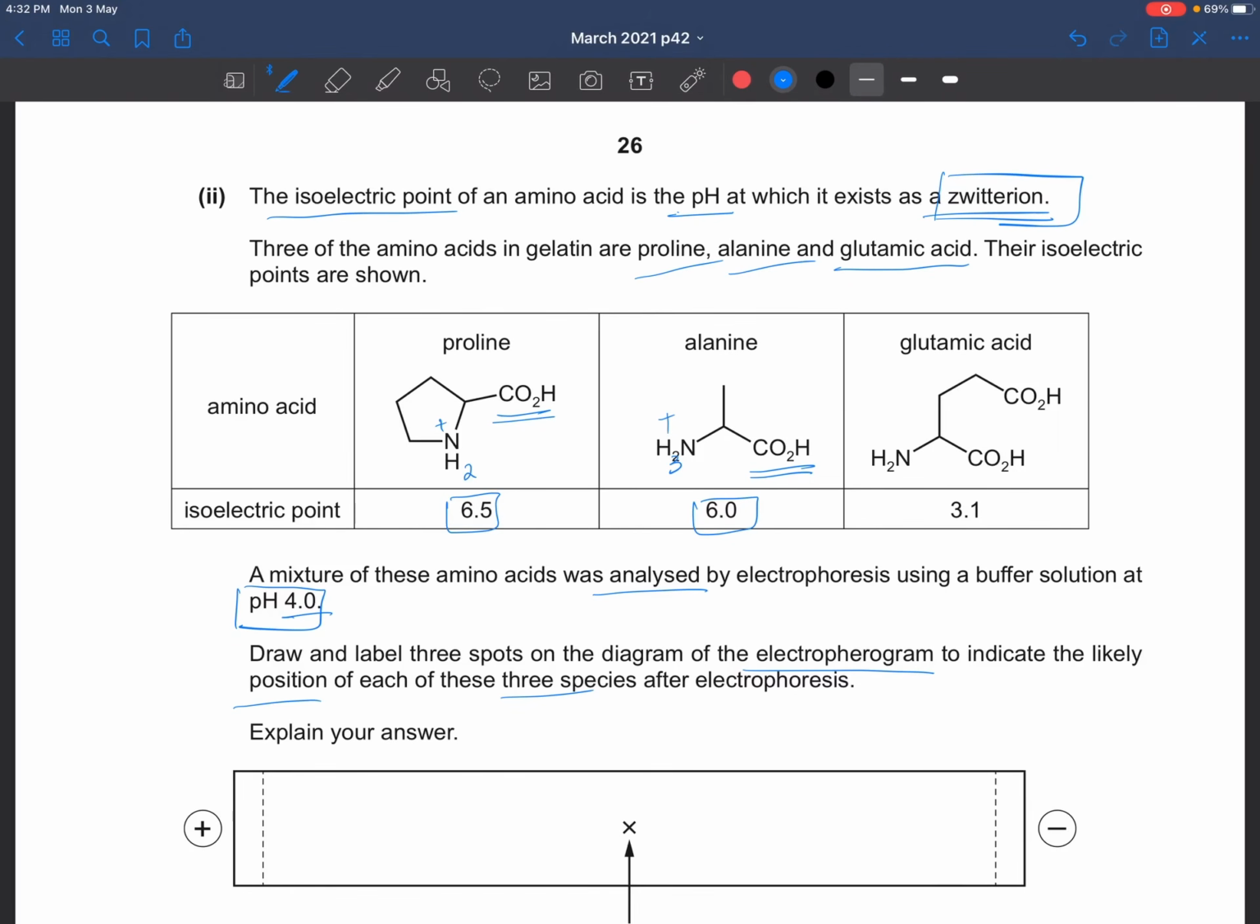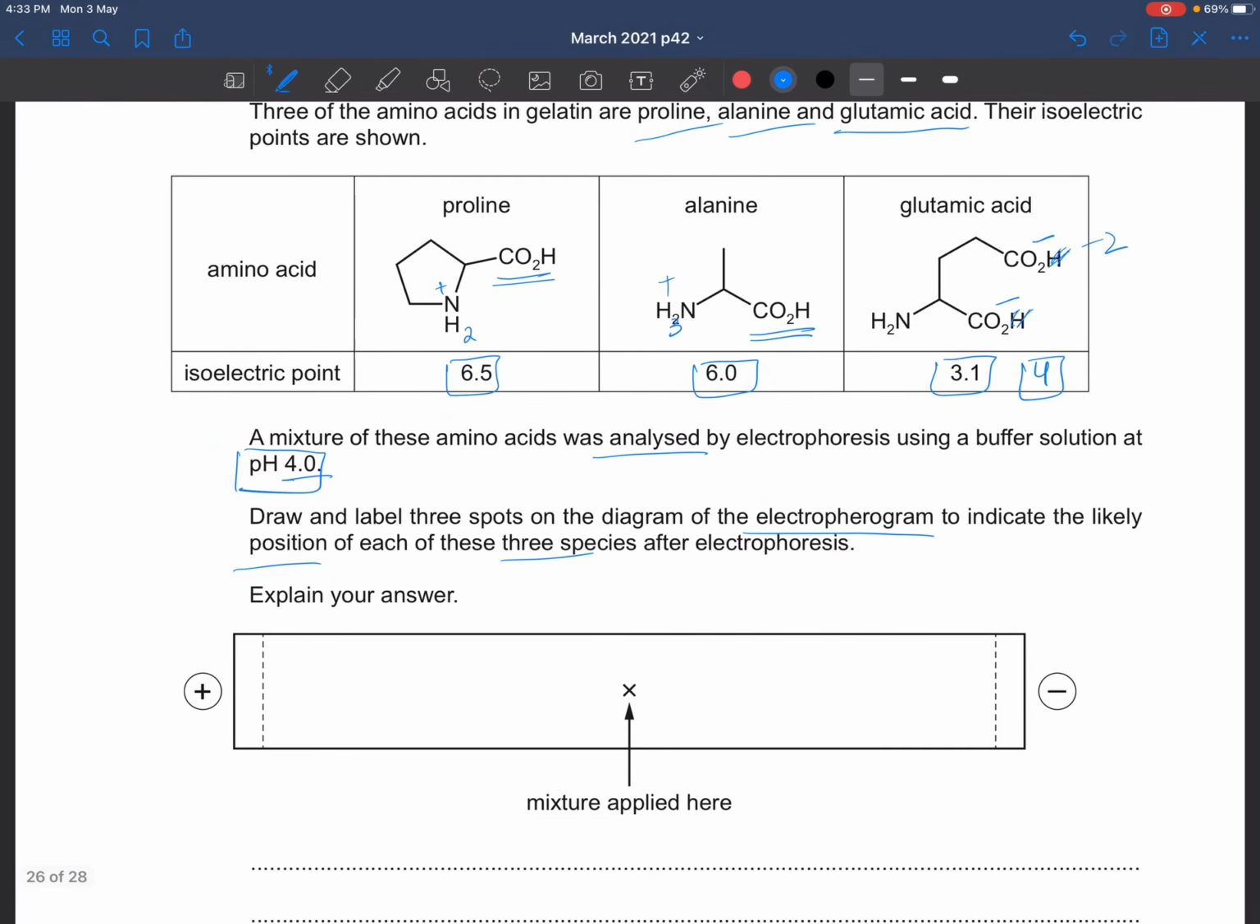And glutamic acid has an isoelectric point of 3.1, so at pH 4 it would be basic. So in basic medium it loses H+ ions, and this remains NH2. So overall charge -2. So glutamic acid would move towards the positive. Let's suppose glutamic acid would be here, GLU, and proline and alanine would move towards the negative.